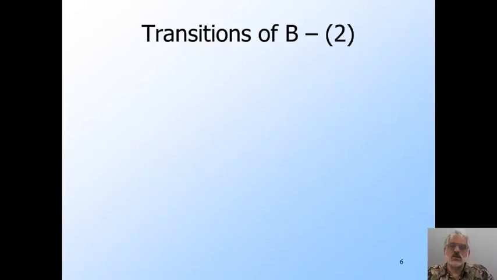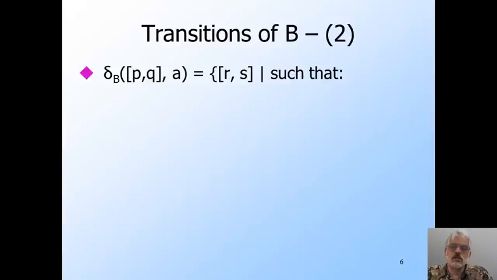Now we need to design the transitions of B so that after the initial epsilon move, it is only in the states we said it should be in, given the interpretation we put on a pair of A's states PQ. So the transition from state PQ of B on an input symbol A will be to those pairs of states RS that satisfy two conditions.